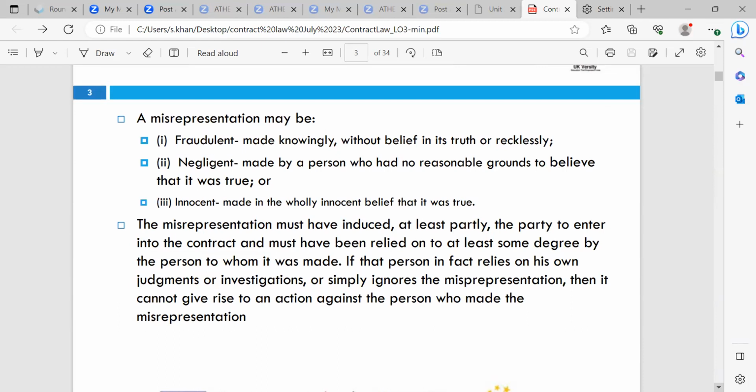The misrepresentation must have induced, at least partly, the party to enter into the contract and must have been relied on to at least some degree by the person to whom it was made. If that person in fact relies on his own judgments or investigations, or simply ignores the misrepresentation, then it cannot give rise to an action against the person who made the misrepresentation.